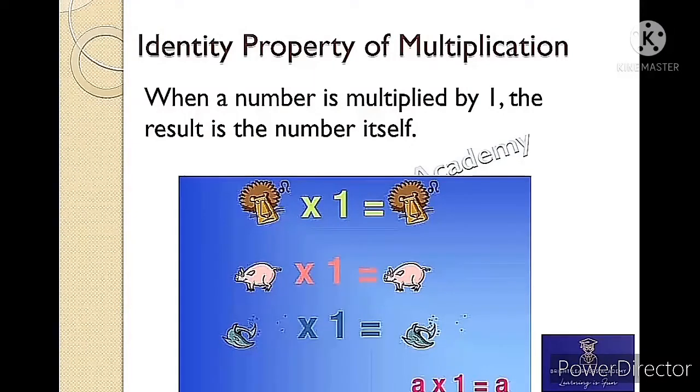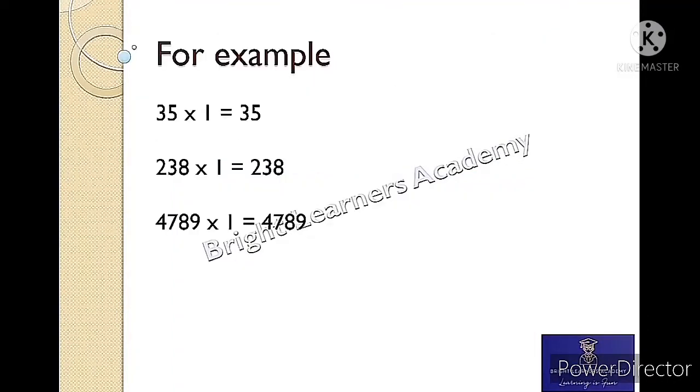Let's take few more examples. Like 35 multiplied by 1 is equals to 35. 238 multiplied by 1 equals to 238. 4789 multiplied by 1 is equals to 4789. So it could be any number. Whenever you multiply it by 1, the number would never change its identity. It would be the number itself.